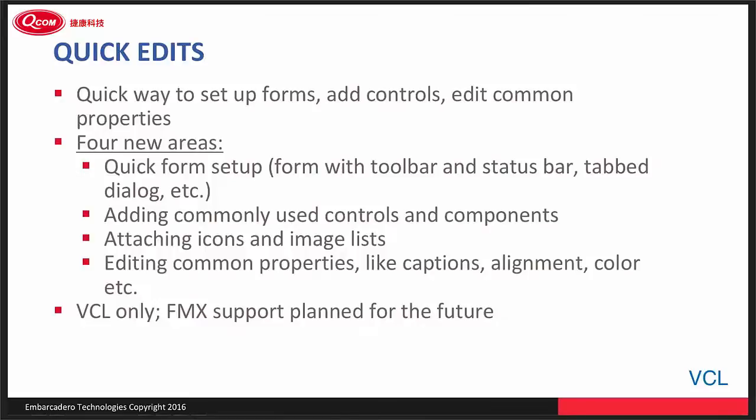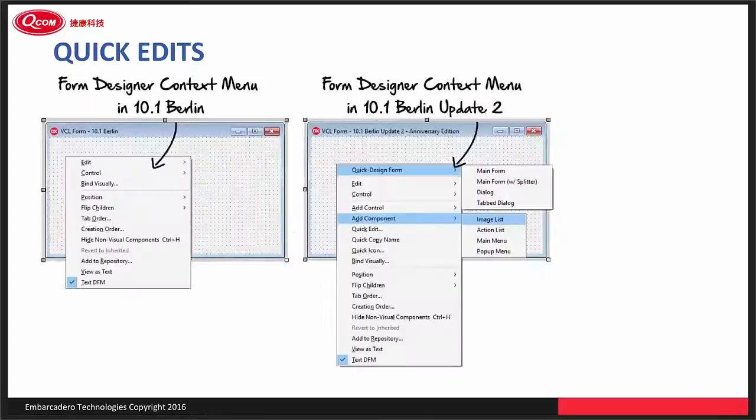Now at the moment in Update 2 this is VCL only, but FMX support is definitely planned for the future. And to give you a quick idea, all these features are accessed through the context menu in the Form Designer, and this slide shows a screenshot of the 10.1 Berlin initial release context menu and the context menu in Update 2. And rather than discussing these based on the screenshot, I'm going to go ahead and give you a demo and show you each one of these in action.